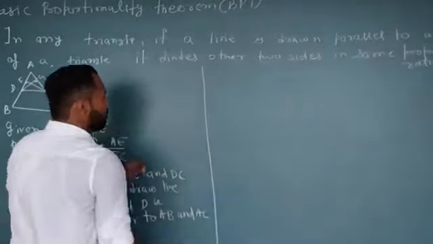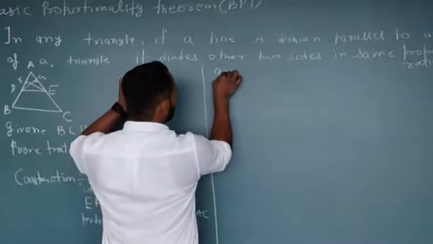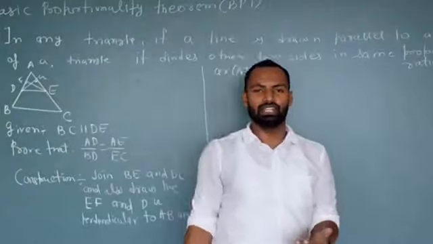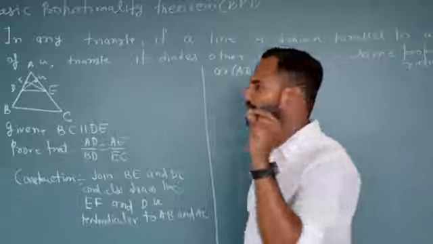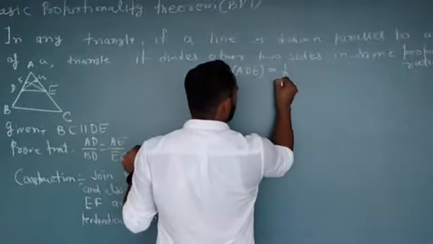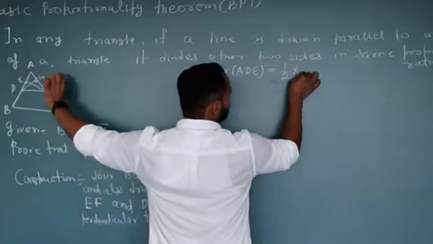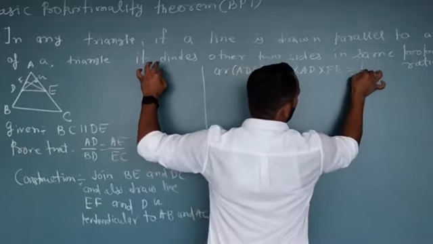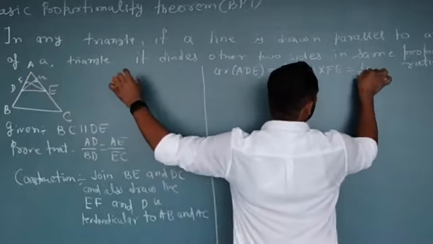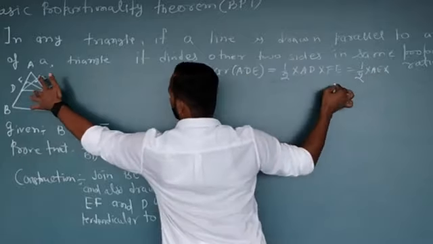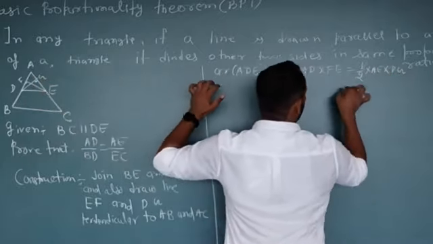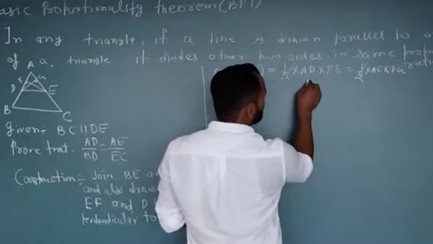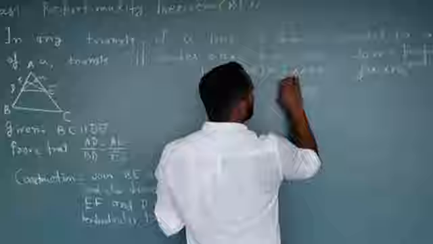So let's prove it. What we have to do? We have to write the area of triangle ADE. What is the area of any triangle? Basically half into base into height. So I am going to write half into base of this triangle, AD, into height of the triangle, FE, is equal to half into base of the triangle, AE, into height of the triangle, DG. So the half cancels, and from there you can get AD without cancelling. Also you can write.